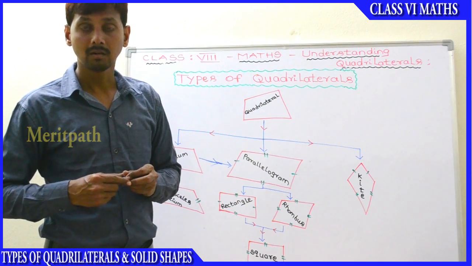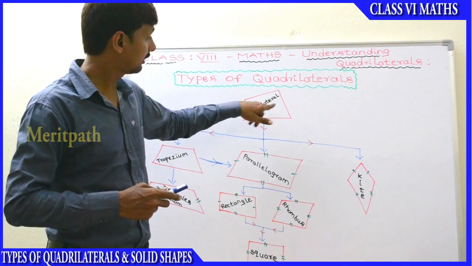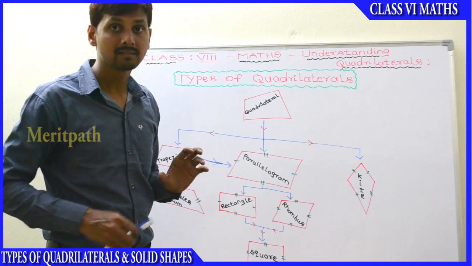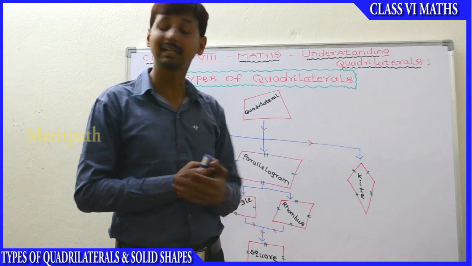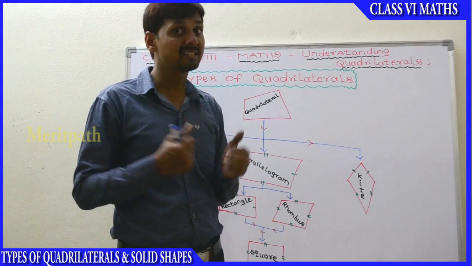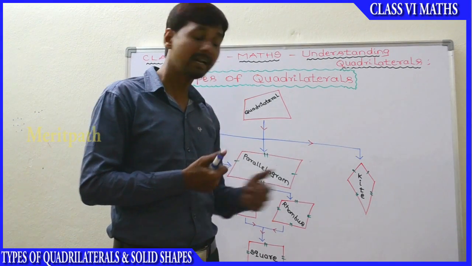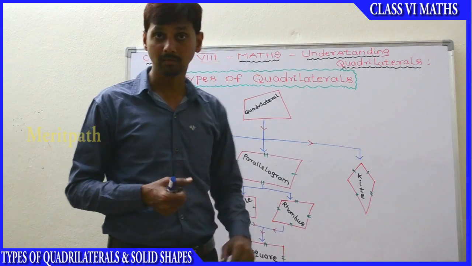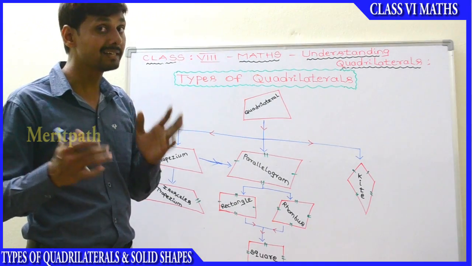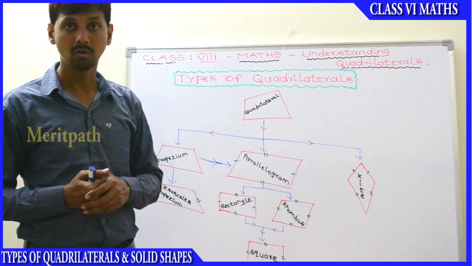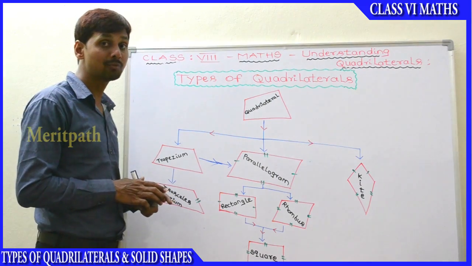Then sometimes what happens is, with the four-sided figure, it's a quadrilateral, in that it becomes a kite, like in this form. There are no opposite sides equal, just adjacent sides are equal in this. So we have discussed the types of quadrilaterals.